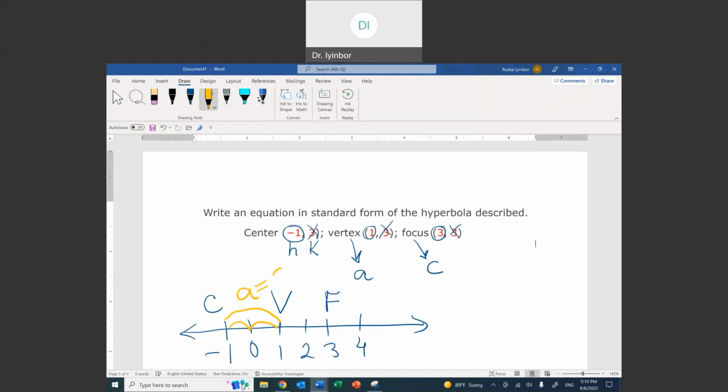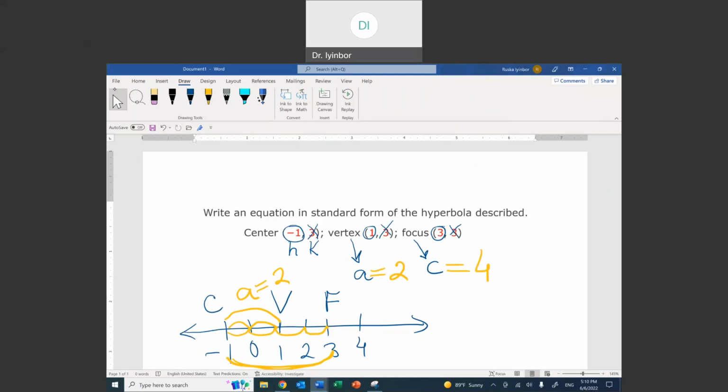And then you do the same way to find C. Center to focus is C. So you're going to count from -1 to 3. So you have 1, 2, 3, 4 steps. So C is going to be 4 and A is 2. I'm going to write it here. So after you count from the center, you get A is 2 and C is 4.